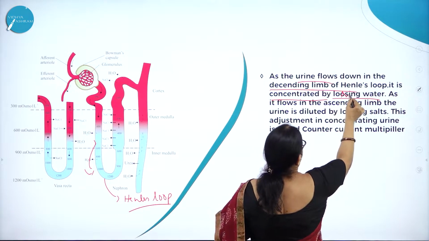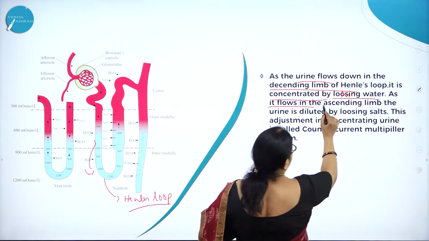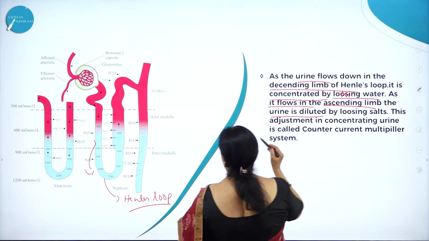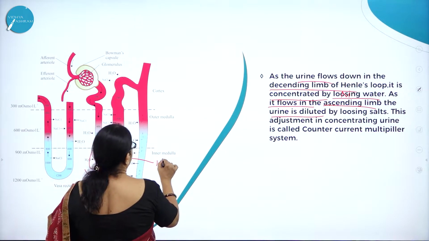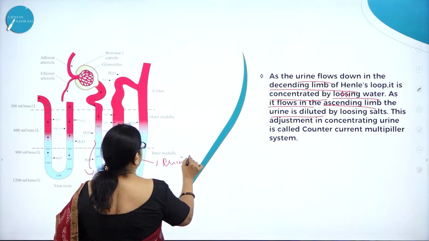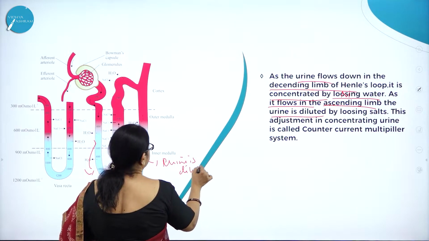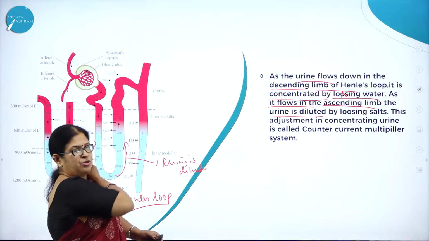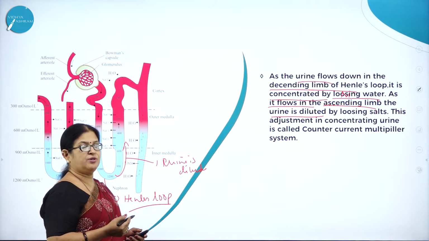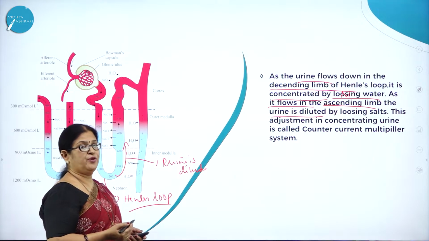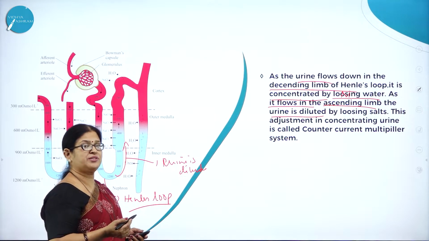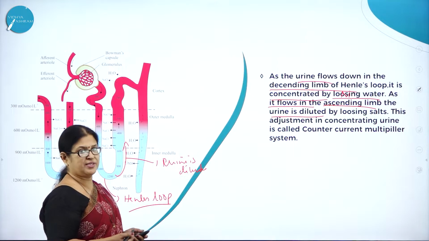As it flows in the ascending limb, the urine is diluted. So again, when it is going back like this, urine is diluted. As we know, urine should not be too concentrated, so neither too concentrated nor too dilute. Even if urine is very dilute, it leads to a disease called diabetes insipidus, right?